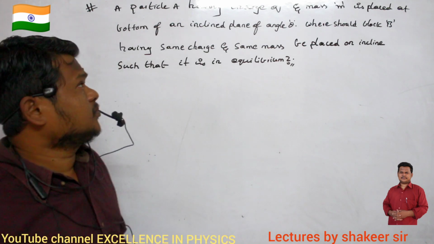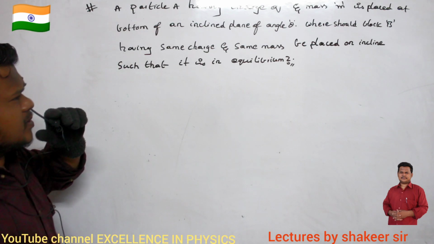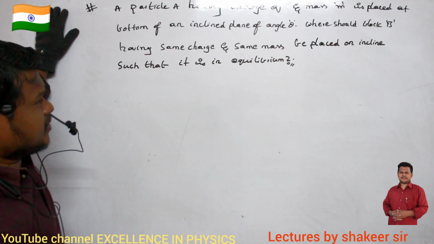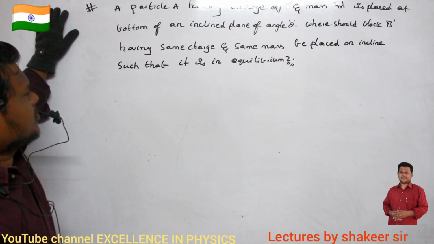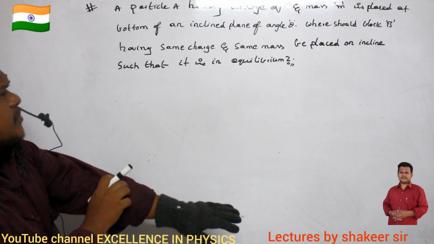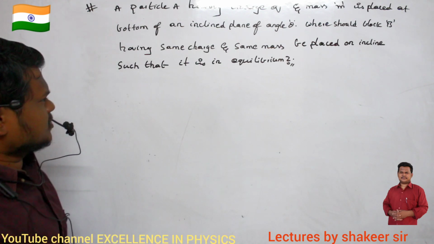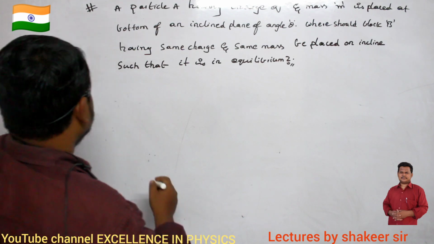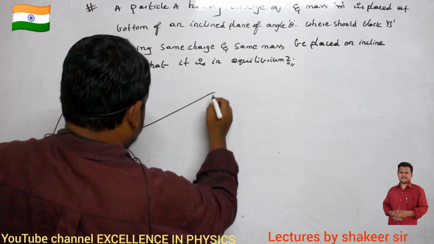So, a particle A having a charge Q and mass m is placed at the bottom of an inclined plane of angle theta. So, where should block B, having the same charge and same mass, be placed on the inclined plane such that this charge is in equilibrium? That is the question. Are you able to understand? So therefore, first of all, let us try to draw a diagram of this one.